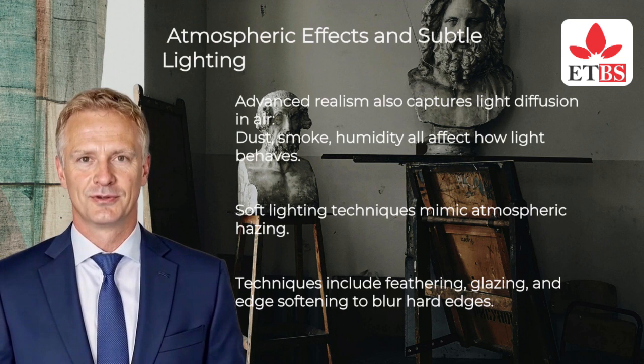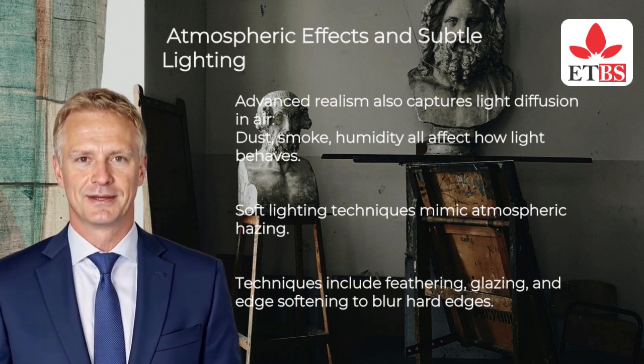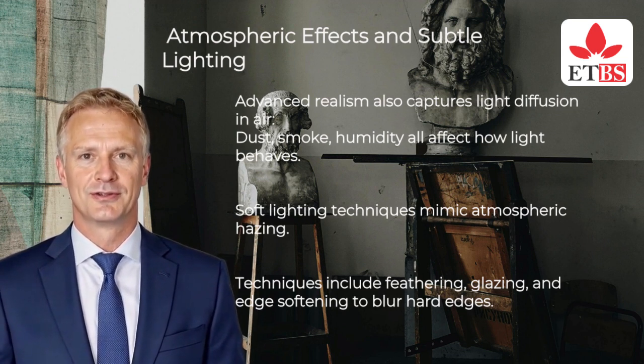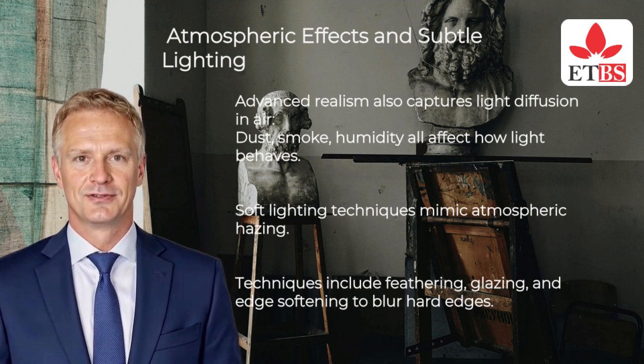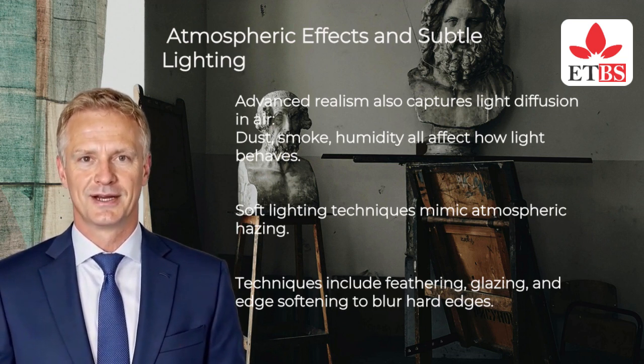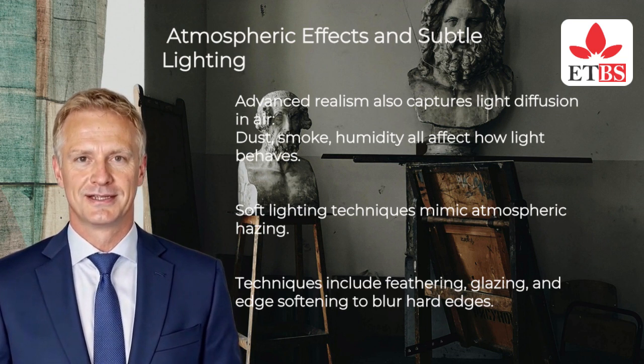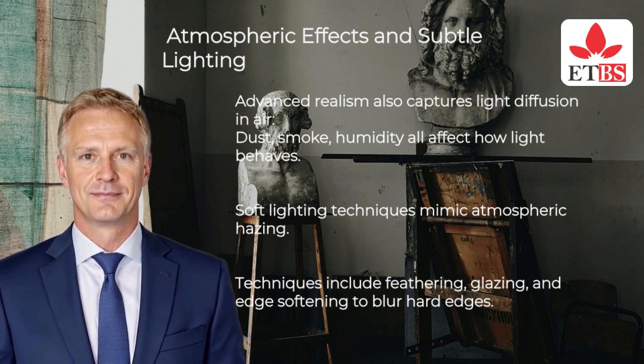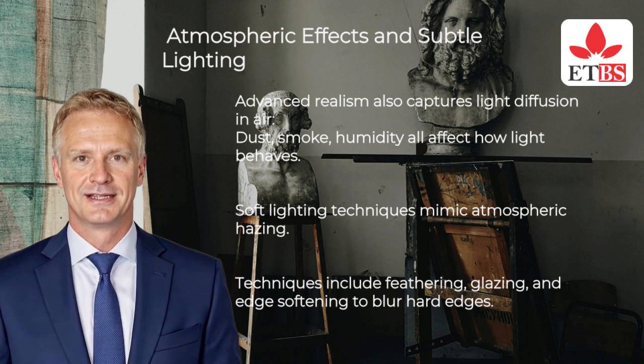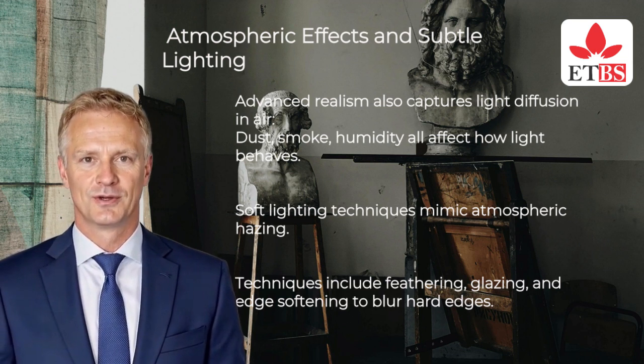7. Atmospheric effects and subtle lighting. Advanced realism also captures light diffusion in air. Dust, smoke, and humidity all affect how light behaves. Soft lighting techniques mimic atmospheric hazing. Techniques include feathering, glazing, and edge softening to blur hard edges.